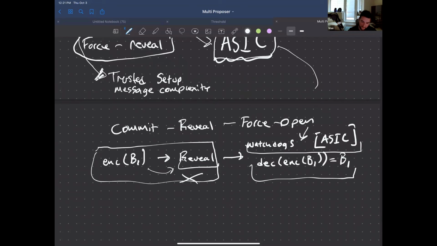Because the watchdogs are going to find it. If we lock on your encrypted block and then later a watchdog decrypts it, whenever you propose the encryption, it's either a valid block or not a valid block. So it doesn't matter whether you reveal it or not, that doesn't change whether it's valid or not. Does that make sense?